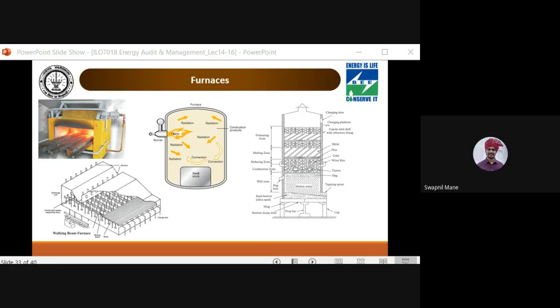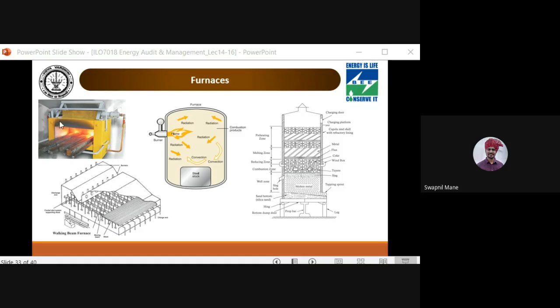Forging furnaces are used for preheating the billets to attain a forge temperature. Normally the temperature is around 1200 to 1250 degrees Celsius, and the operating cycle can be divided into heat up time, soaking time, and forging time.